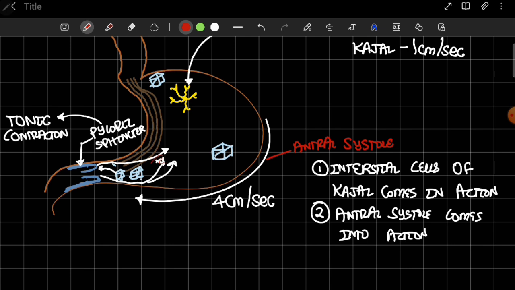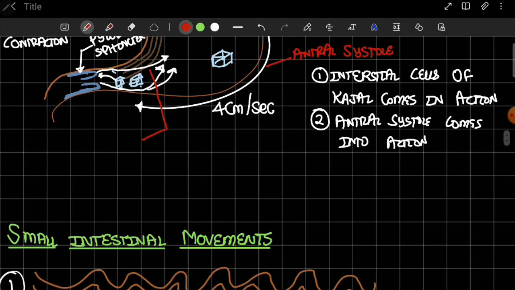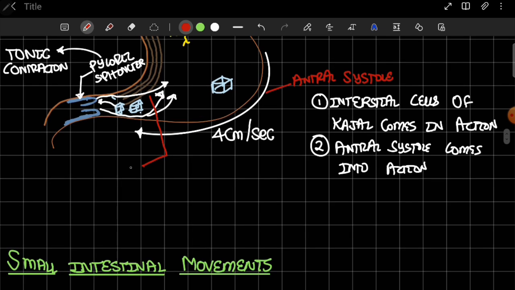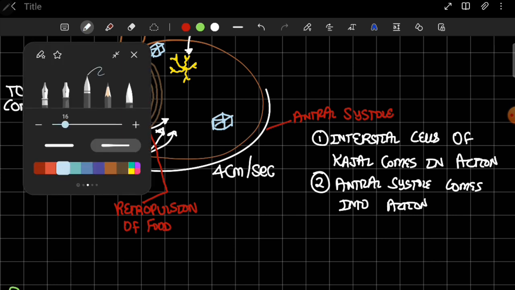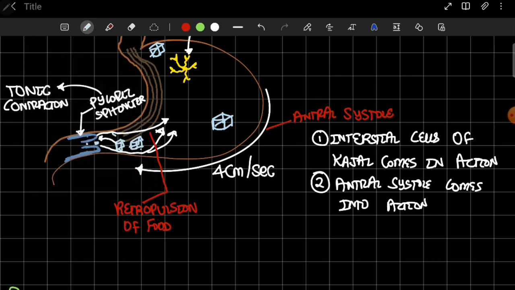This phenomenon of throwing food back in the stomach due to the tonic contraction of the pyloric sphincter is known as retropulsion. Retropulsion of food. Now, this retropulsion of food that has occurred due to the pyloric sphincter is useful. Why? Because of mixing of food. And at the same time, if our paneer is of smaller particles, it will pass through this structure, the pyloric sphincter.